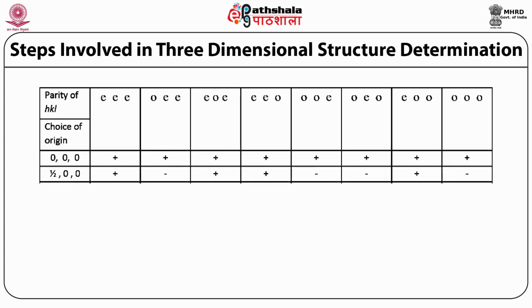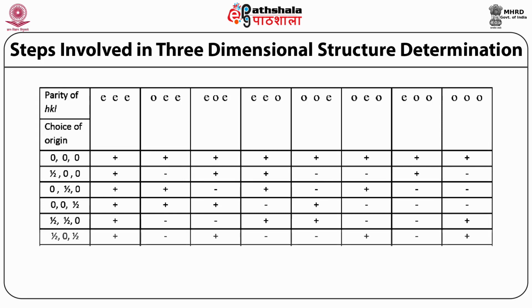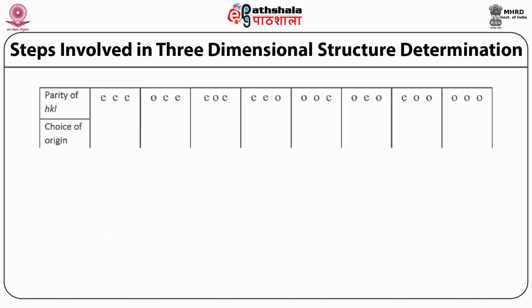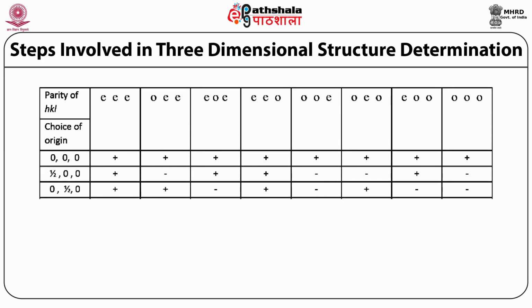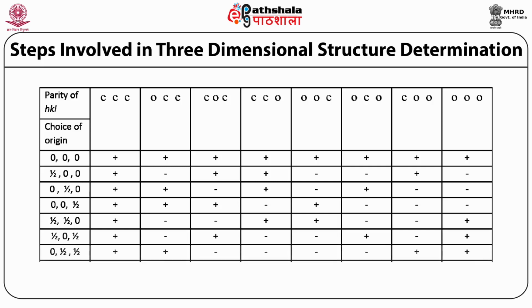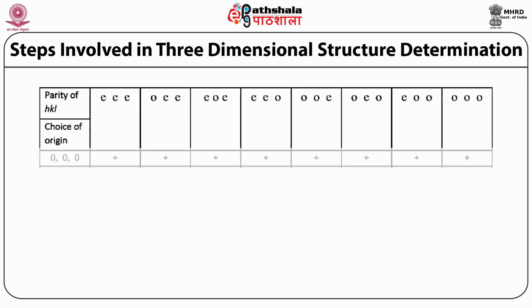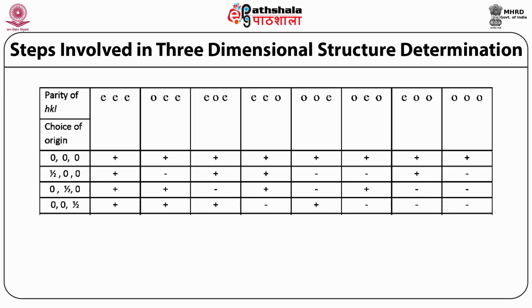As we have seen before, there are 8 centers of symmetry in the unit cell. These are denoted by 0, 0, 0 origin; half, 0, 0, the midpoint of the A axis; 0, half, 0, midpoint of the B axis; 0, 0, half, midpoint of the C axis; half, half, 0, midpoint of the AB face. 3 sets of faces are there. Then half, 0, half, midpoint of the AC face; then 0, half, half, midpoint of the BC face; then body center, half, half, half.